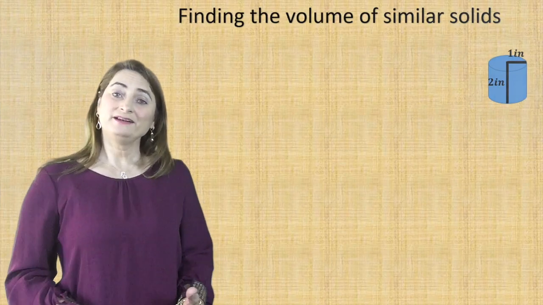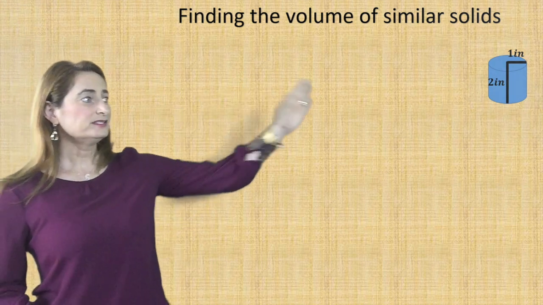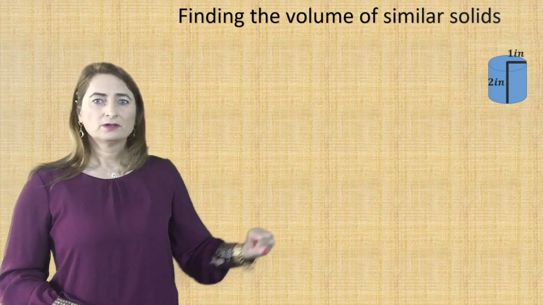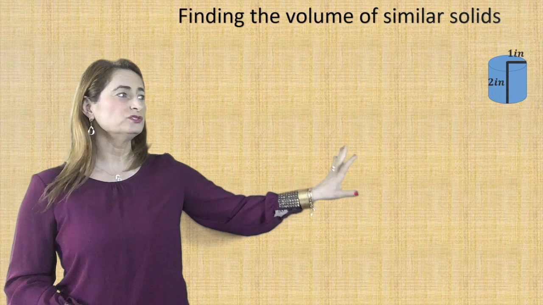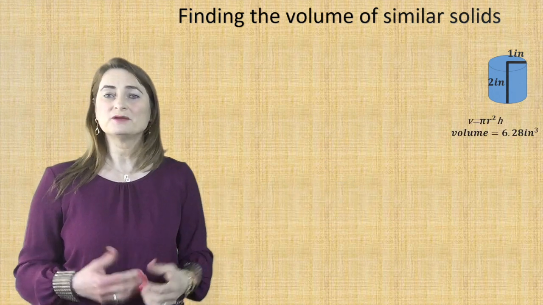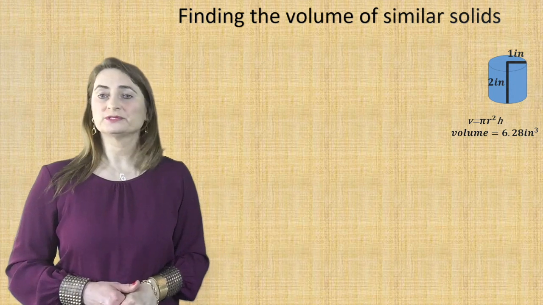Now, how can you find the volume of similar figures? Here's the small blue cylinder. I'm giving you the dimensions. The radius is 1 and the height is 2. To find the volume, you multiply pi times the radius squared times the height. It gives you 6.28 inches cubed.